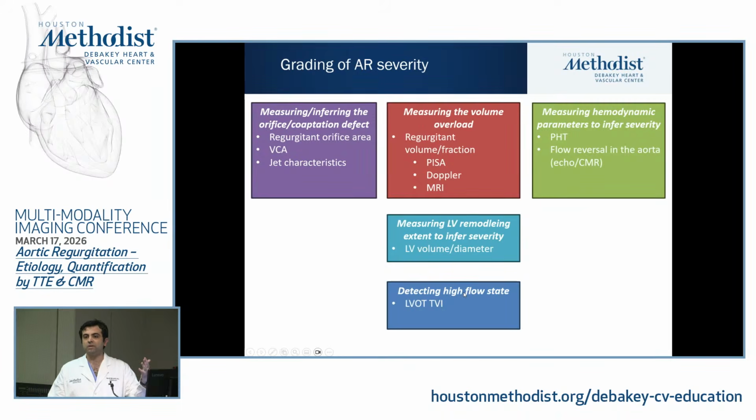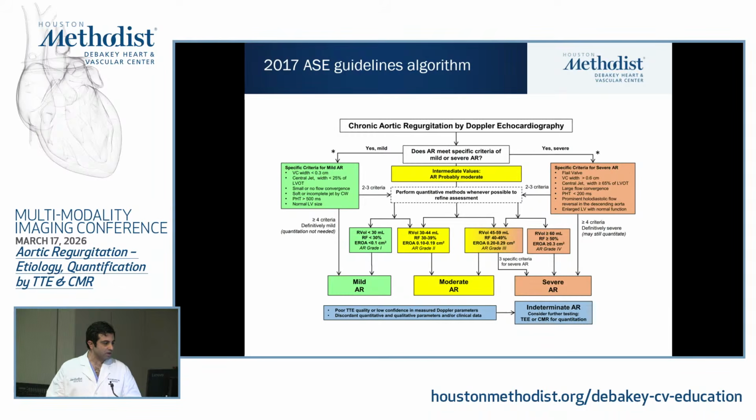AR is a high flow state. If you examine these people when they're severe, you see bounding pulses, rapid deceleration, big hearts. So the LVOT TVI kind of gives you that, and this is something you should pay close attention to on the echo. So this is kind of the guideline that we have.